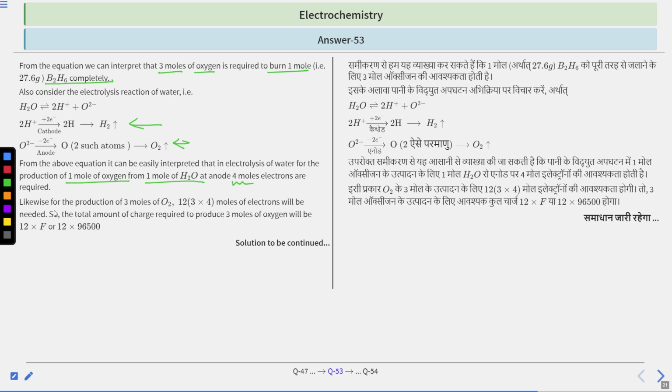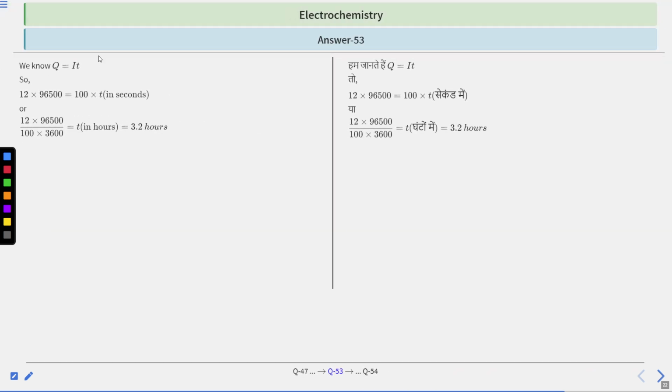And likewise, for the production of 3 moles of O2, 12 moles of electrons will be required, because 1 mole of oxygen needs 4 moles of electrons. So 3 moles of oxygen need 12 moles of electrons, 3 times 4. So the total amount of charge required to produce 3 moles of oxygen will be 12 times Faraday, that is 12 into 96500. Okay.